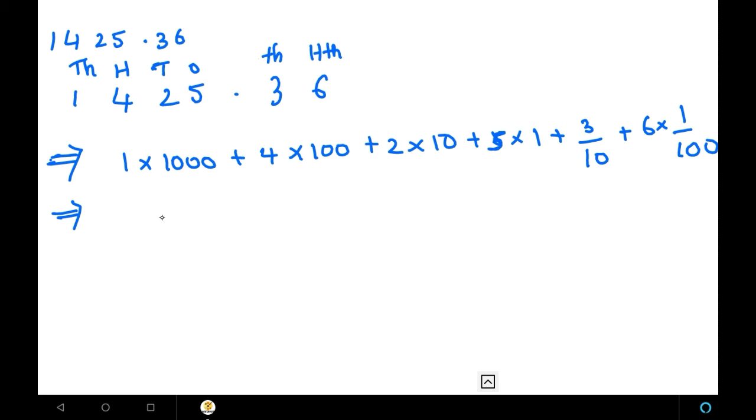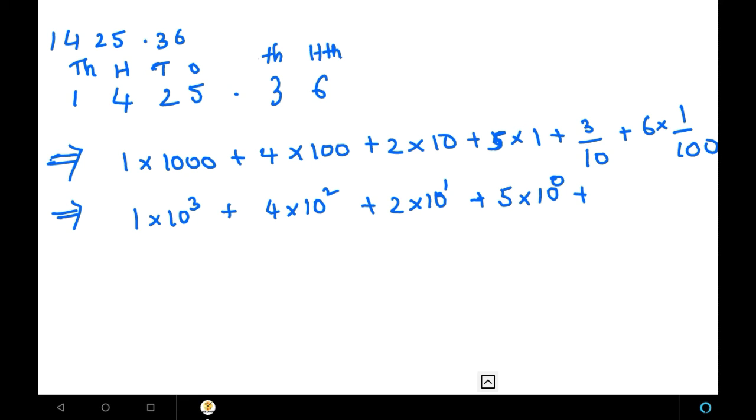Next, let us put them in expanded form using powers. That will be 1 into 10 power 3 because we have 3 zeros. We have to keep base 10. Then 4 into 10 power 2, 2 zeros. And 2 into 10 power 1, 1 zero. And next 5 into 10 power 0. Anything power 0 is 1, so 5 into 1 is equal to 5 into 10 power 0.